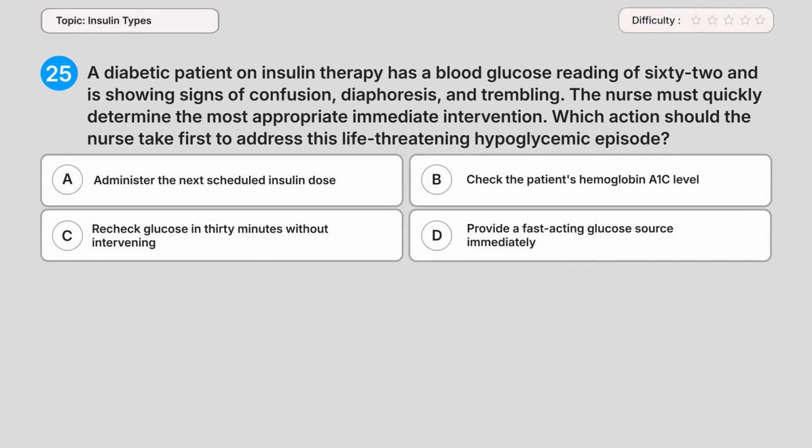25. A diabetic patient on insulin therapy has a blood glucose reading of 62 and is showing signs of confusion, diaphoresis, and trembling. The nurse must quickly determine the most appropriate immediate intervention. Which action should the nurse take first to address this life-threatening hypoglycemic episode? A. Administer the next scheduled insulin dose. B. Check the patient's hemoglobin A1C level. C. Recheck glucose in 30 minutes without intervening. D. Provide a fast-acting glucose source immediately.